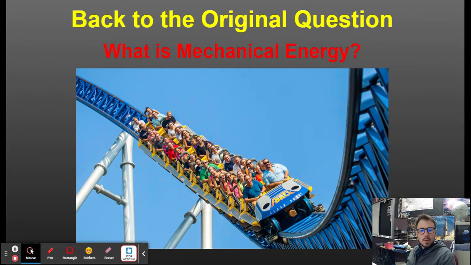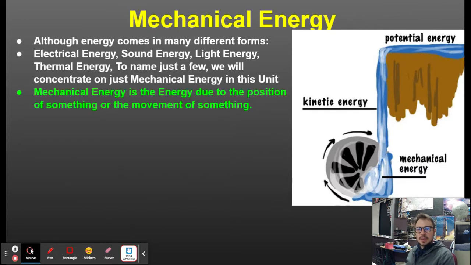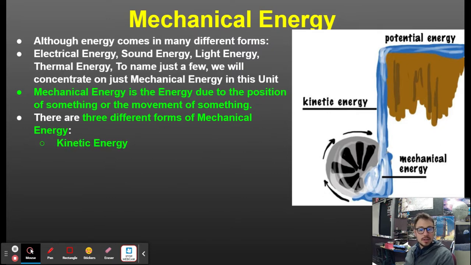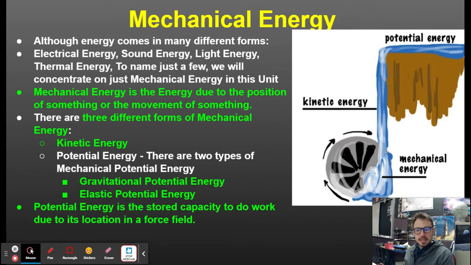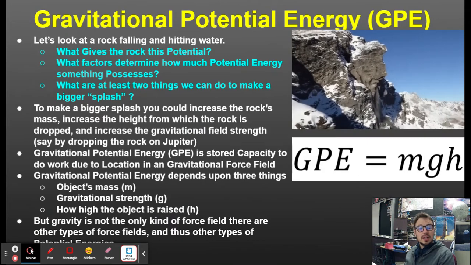So what is mechanical energy now? Mechanical energy is the energy due to the position of something or the movement of something. So the three forms of mechanical energy are kinetic energy, which is the movement of something, and there are two forms of potential mechanical energy. You have gravitational potential energy, that's energy at a height, and elastic potential energy. That's energy stored in the material when it's being stretched or compressed. So potential energy is the stored capacity to do work due to its location in a force field.